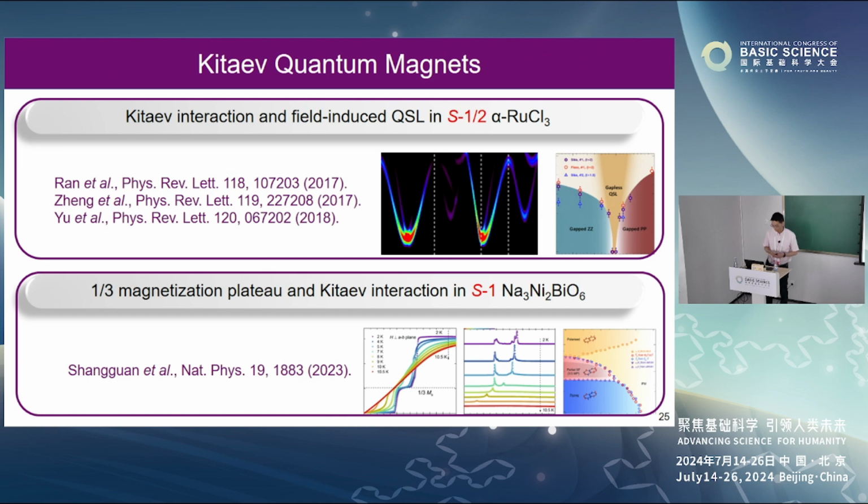So now, finally, let me summarize. In today's talk, I gave you two examples of how we can use neutron spectroscopy to study Kitaev quantum magnets. We have two systems. One is a spin-1 system, and we can also extend the discussion of Kitaev physics to the spin-1 system. With all this, I would like to thank you all for your attention and welcome your questions if you have any. Thank you very much.